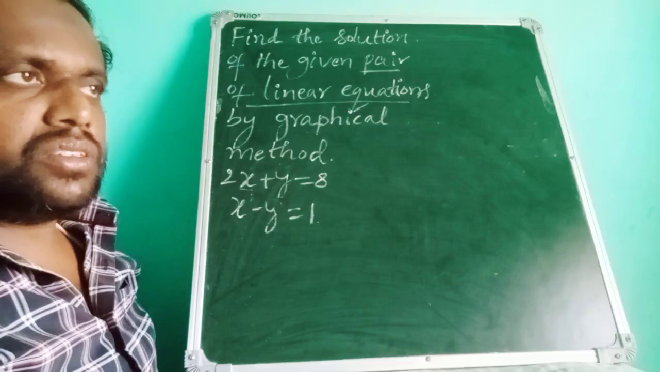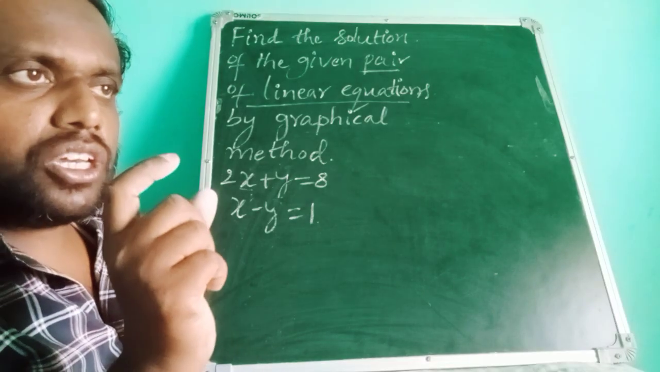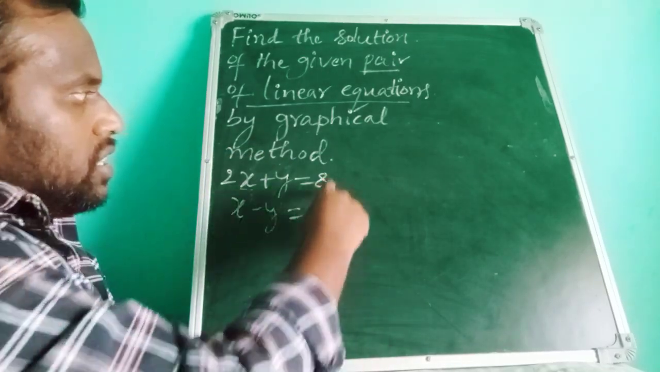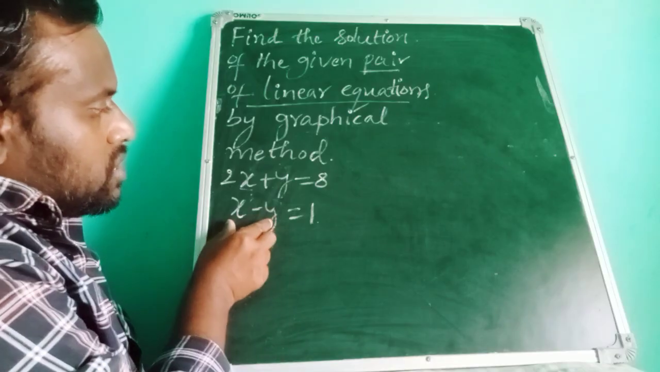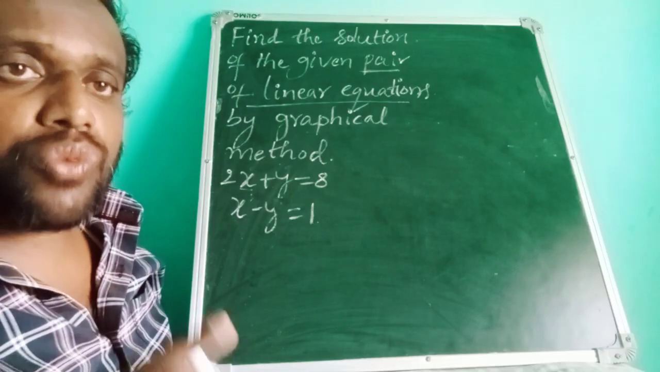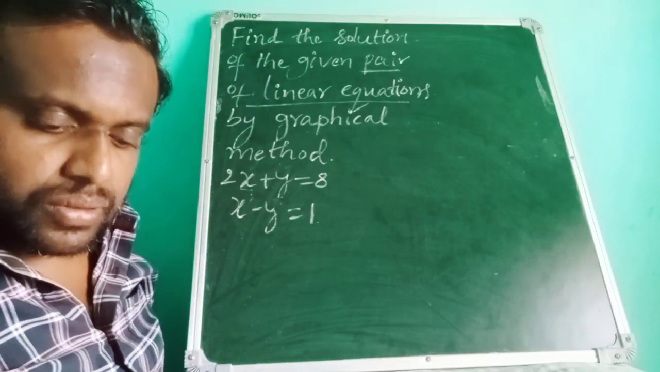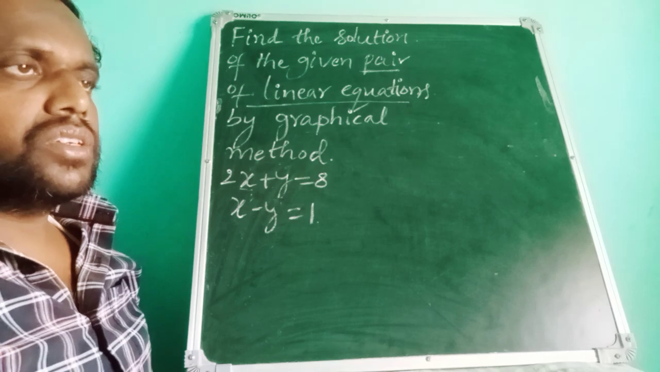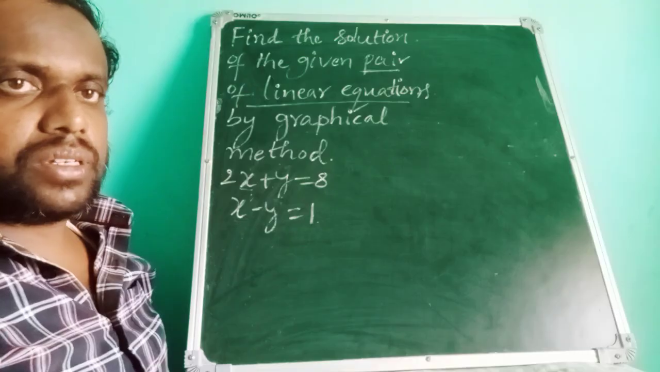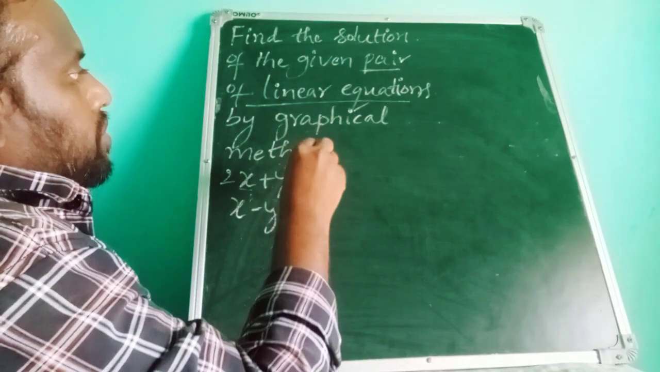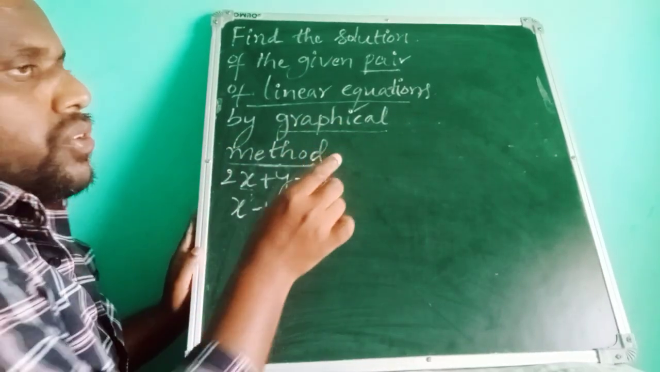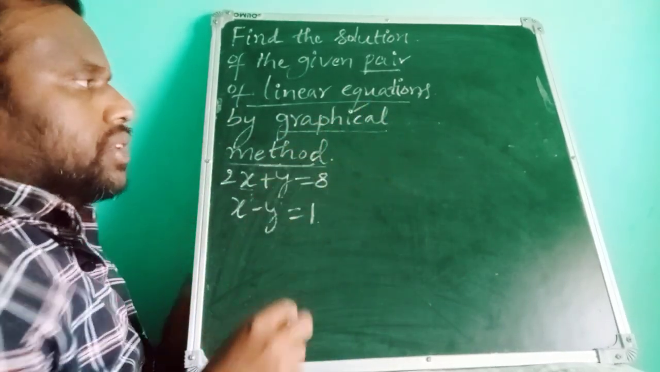Solution of a pair of equations means if you take the same x and y values and substitute them in both the equations, this side should be equal to that side in each. So we have to find such x and y values. To find such values, there are different methods, but the question is asking for the graphical method. We have to solve this by graphical method only.